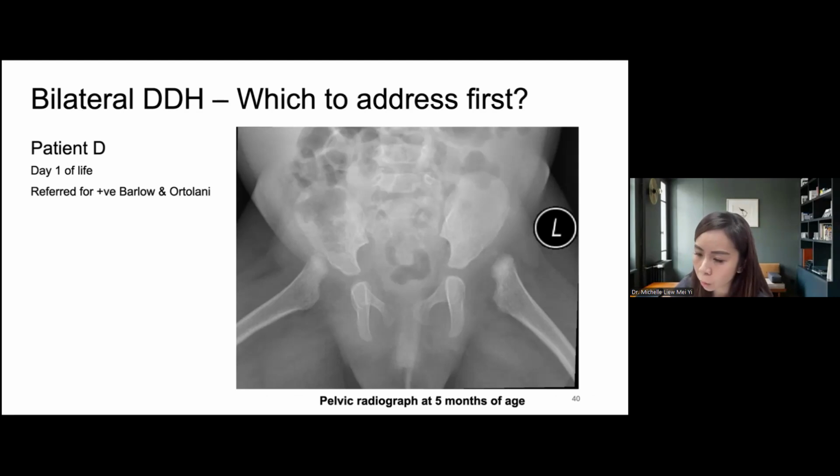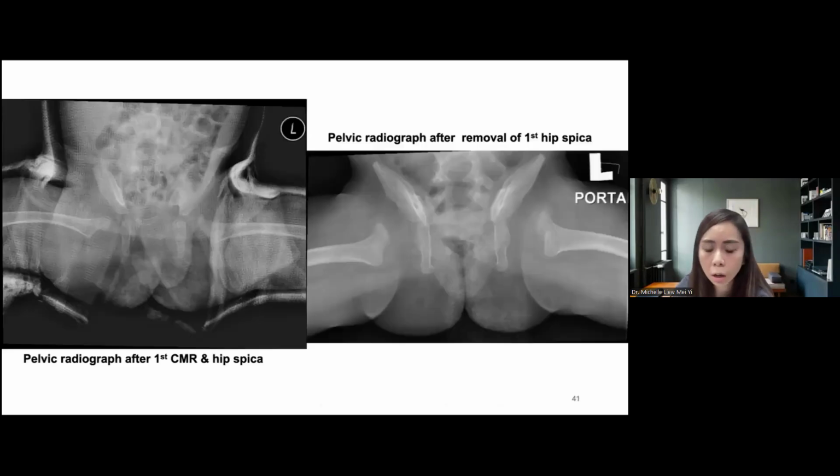following a positive Barlow and Ortolani test for bilateral hips. She was subsequently treated with a pelvic harness at about 1 month old, but both hips remained dislocated as seen in this pelvic radiograph at 5 months of age. So the team waited for her to be slightly older, about 6 months of age, for closed reduction, bilateral hip arthrogram, and hip spica. During the change of hip spica, it was noted that the left hip is unstable whilst the right hip remains stable.